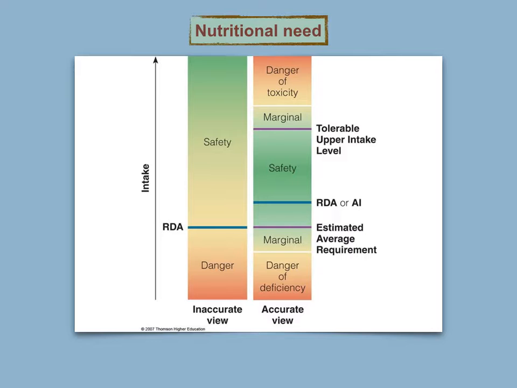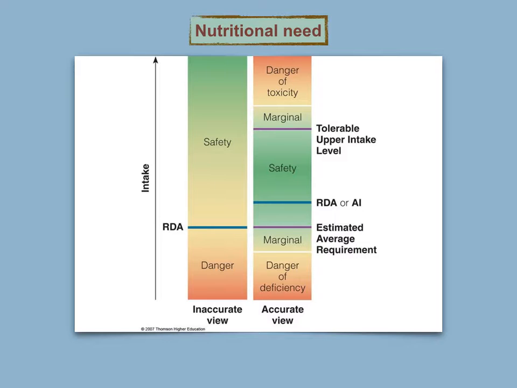And if we don't take sufficient nutrients in the food, let's move down the graph. There's a marginal level that we call the estimated average requirement. Below the estimated average requirement, if you don't consume sufficient vitamins or minerals, then it will be danger of deficiency.